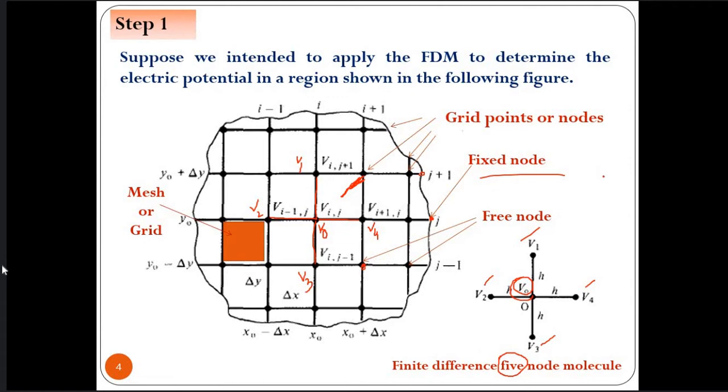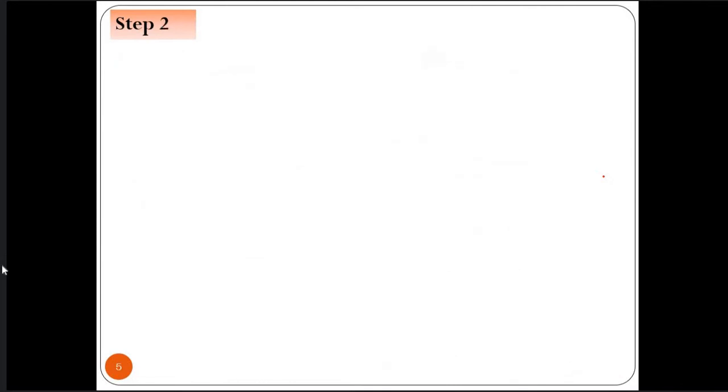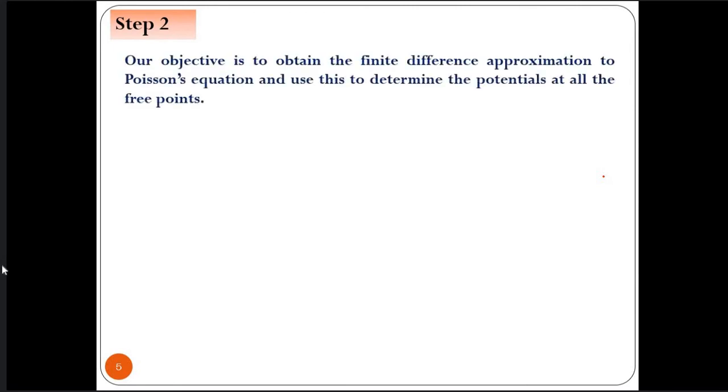So next, if you have no doubt about this step 1, I am moving to step 2. In step 2, we have to approximate the differential equations and their related boundary conditions by a set of linear algebraic equations. By applying this finite difference method, we are going to find out the potential of the given solution region.